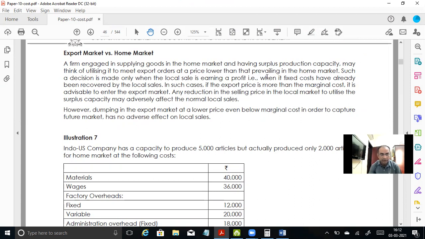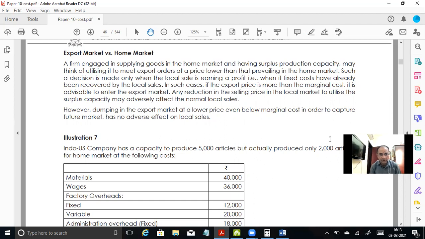Such a decision is made only when the local sale is earning a profit. That is, when the fixed costs have already been covered by the local sales. In such cases, the export price is more than the marginal cost. If the export price is more than the marginal cost, it is advisable to enter the export market. Any reduction in the selling price in the local market to utilize the surplus capacity may adversely affect the normal local sales. However, dumping in the export market at a lower price, even below the marginal cost, in order to capture the future market, has no adverse effect on the local sale.